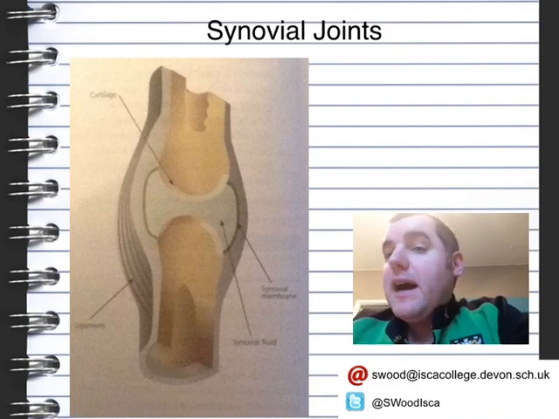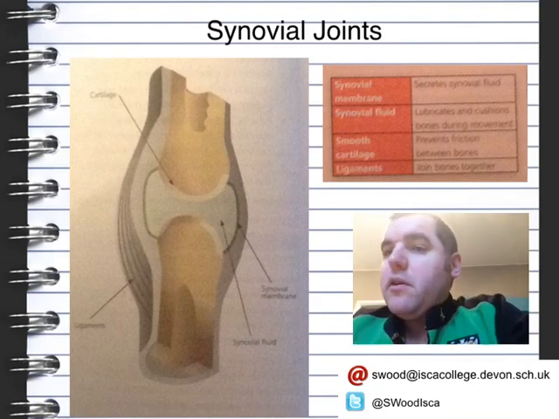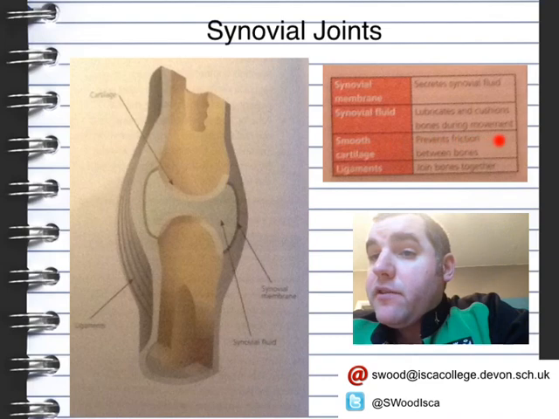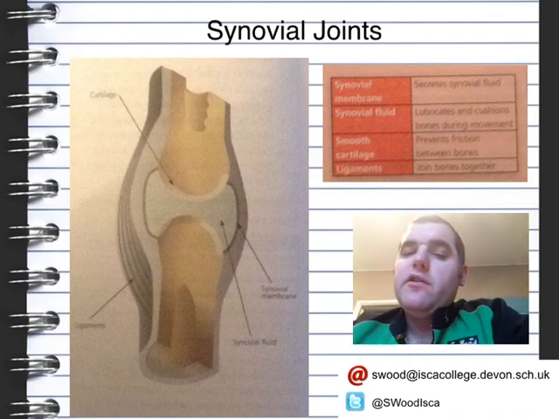Now, just to recap, here is a quick little table that shows what the 4 points do. So you've got the synovial membrane that secretes the synovial fluid that lubricates and cushions the bones during movement. The smooth cartilage prevents friction between the bones, and then you've got the ligaments that join the two bones together.